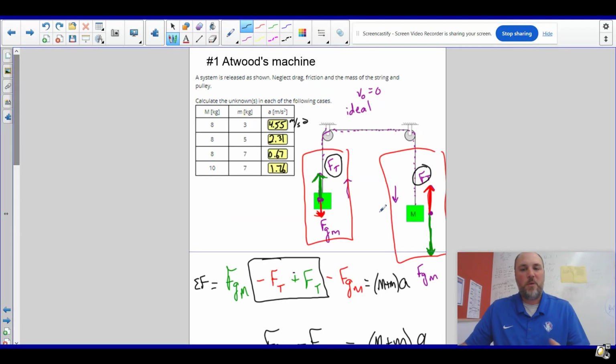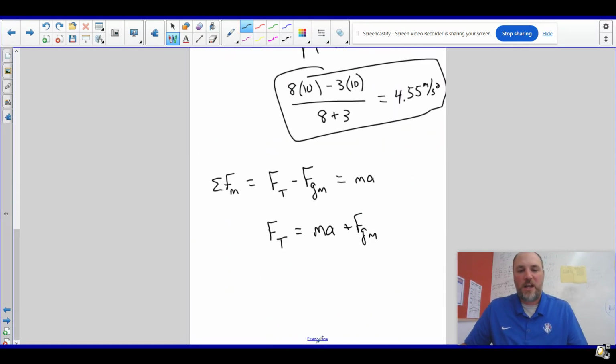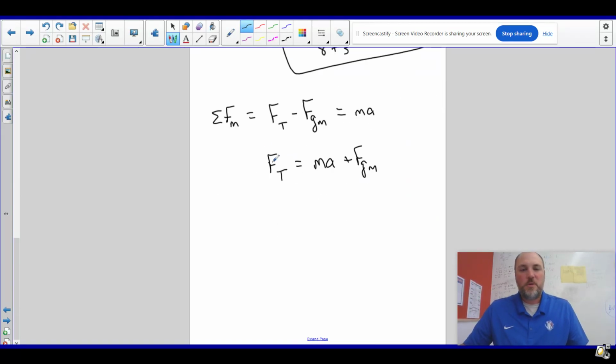If I were doing it with big M, then I would have written the sum of the forces as weight of big M minus tension. And I just wouldn't want to deal with that minus in front of tension. It just makes the algebra slightly more complicated. But you could definitely do that if you wanted. So at this point, in order to find the tension in the string, I would do little m times the acceleration plus the weight of little m, which would be little m times g.